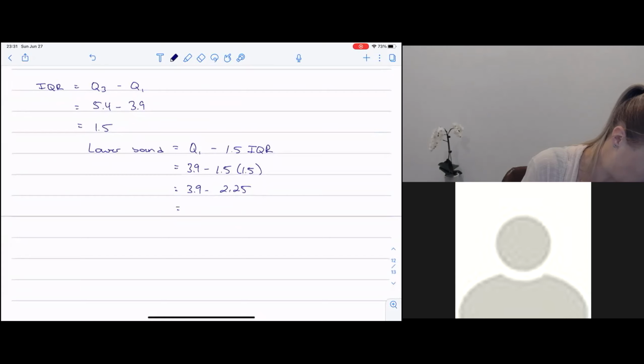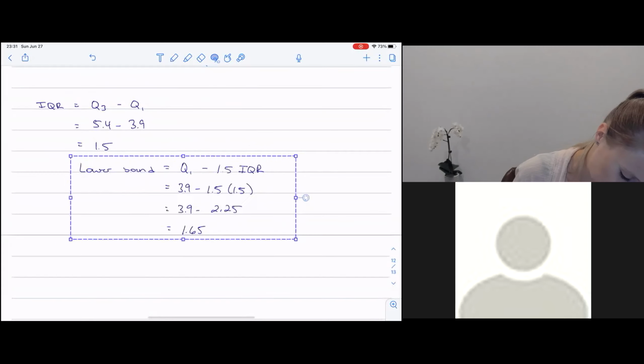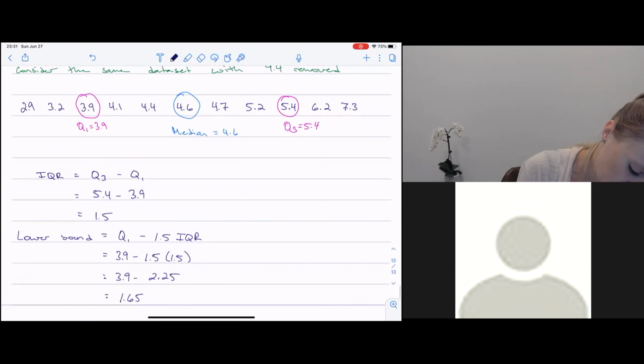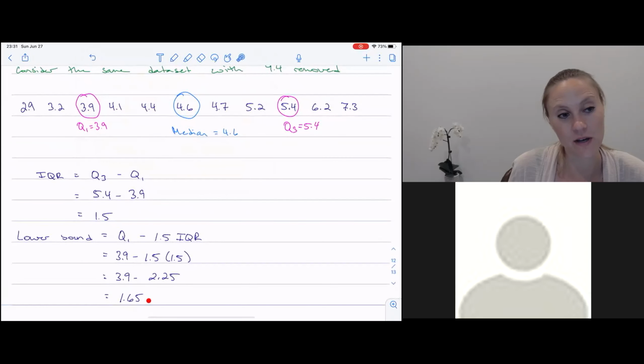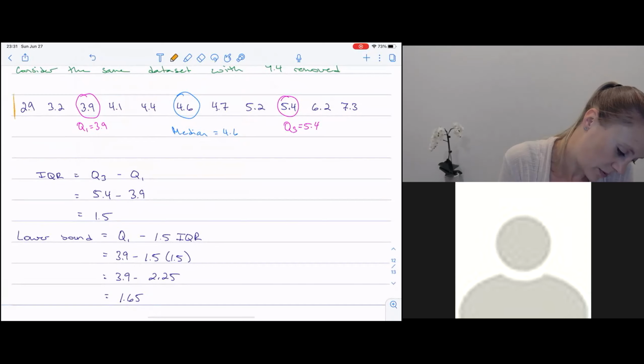But 3.9 minus that is 1.65. I'm going to scoot this over and try to keep it on the same page here. So up here, again, 1.65 is less than 2.9, so it's going to wrap around all the lower data points here. So the lower bound is 1.65.